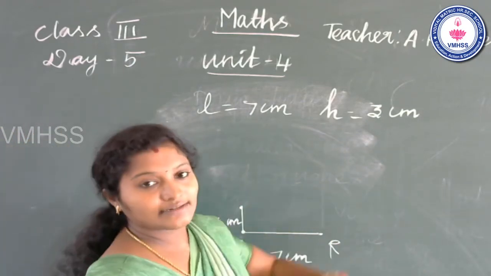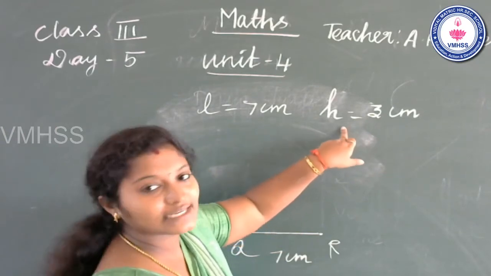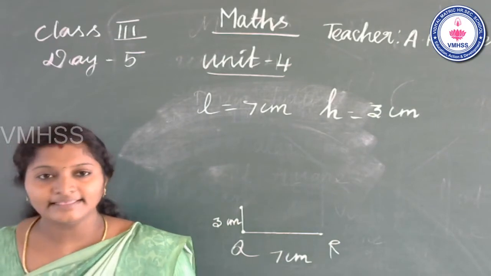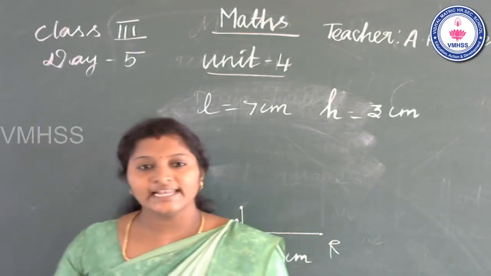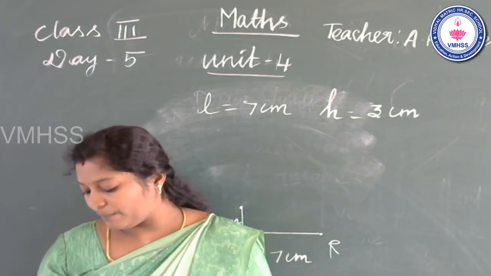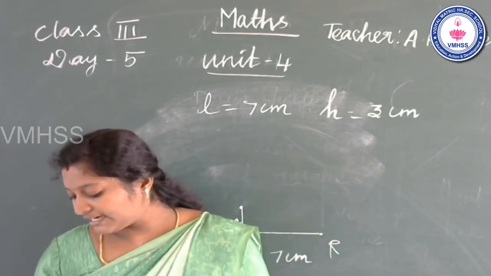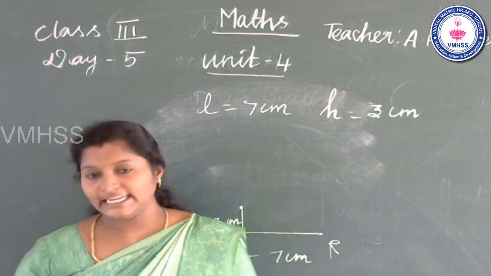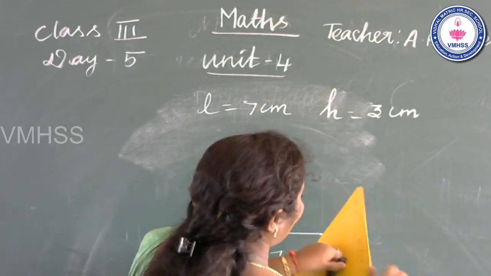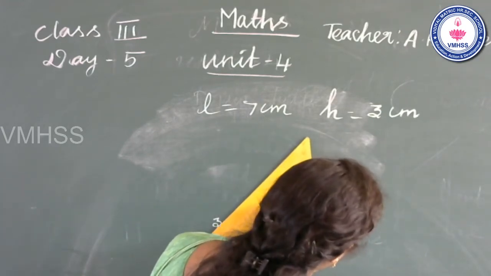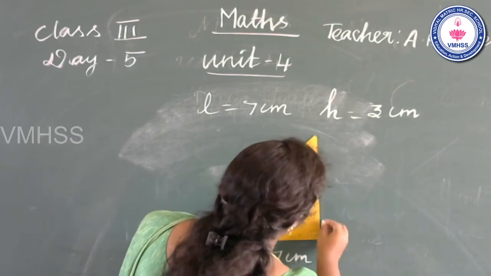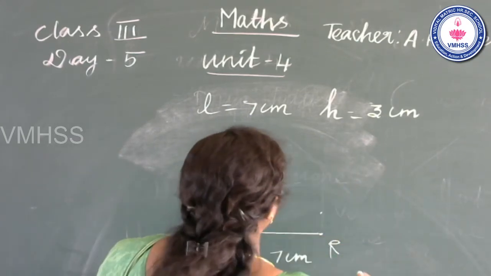So what is the height? The height is 3 centimeter. Height 3 centimeter, length 7 centimeter. What is the next rule? Place the set square on point R and draw another vertical segment of 3 centimeter. Another vertical segment. Take a set square and point at R. Start from R and point out the 3 centimeter.